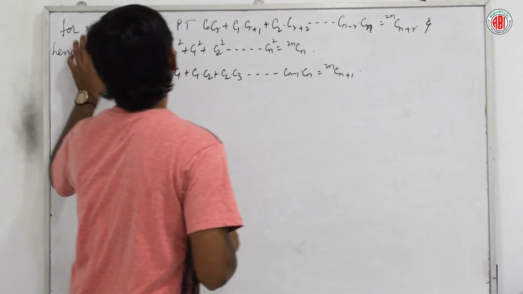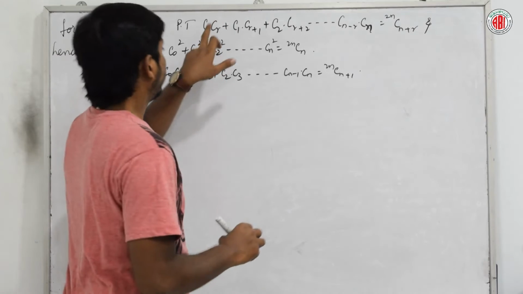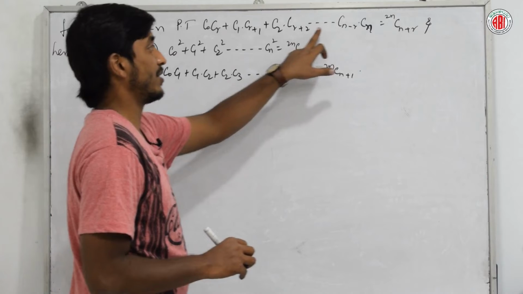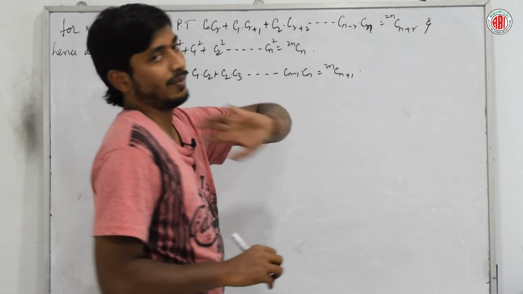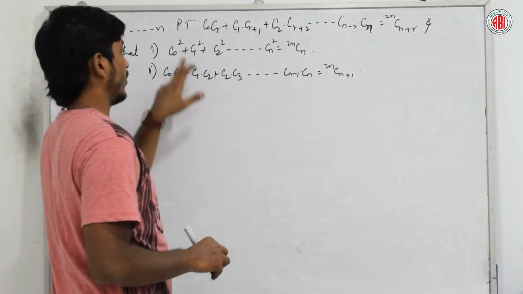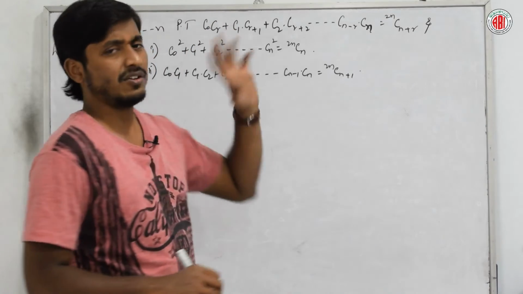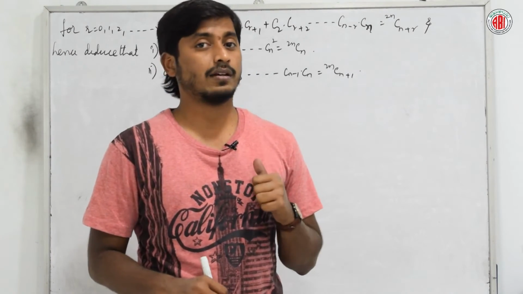He gave, for r equals 0, 1, 2 and so on up to n, prove that C0 Cr plus C1 Cr plus 1, C2 Cr plus 2 and so on up to C(n minus r) Cn is equal to (2n)C(n plus r). And reduce these both. First let us prove that. So we have everything C0 Cr, that's it. There is no term of x and all those. So what could be the term?